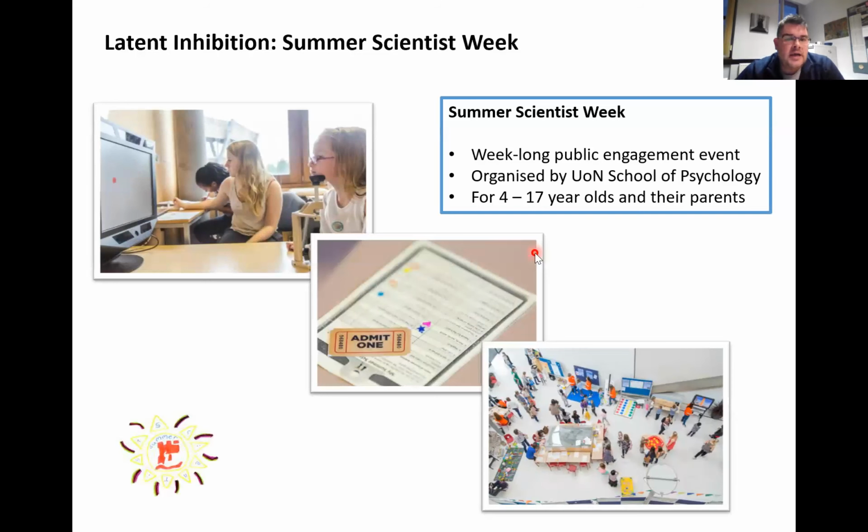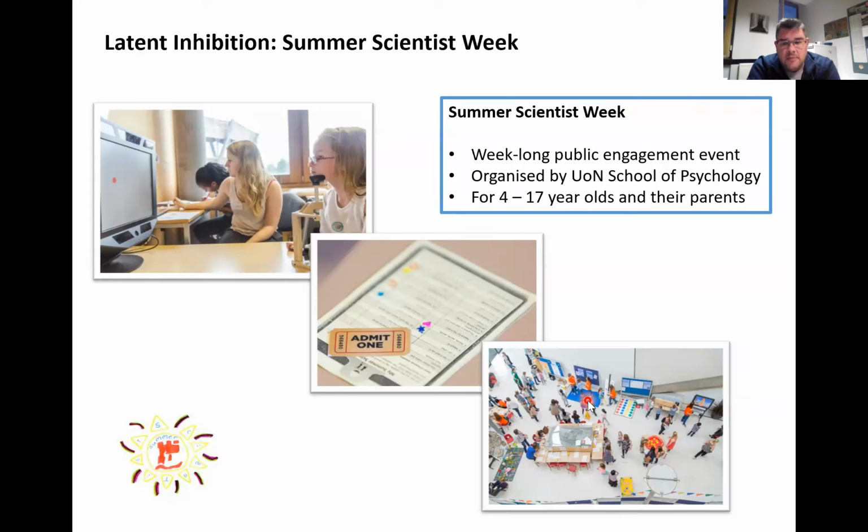We ran an experiment at the University of Nottingham Summer Scientist Week. This is a week-long public engagement event that's held at the University of Nottingham. We recruit 4 to 17-year-olds and also their parents. They come into the university every day for a week, and they participate in experiments, and as a consequence of participating, they receive one of these little tokens, which they can then use to spend on one of lots of exciting games in a large area away from the experimental labs. And it's great. It's a really nice engagement event in and of itself, but it also permits us to test quite a lot of children within a week.